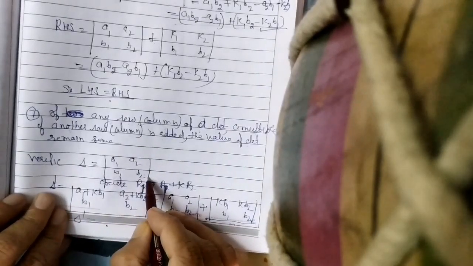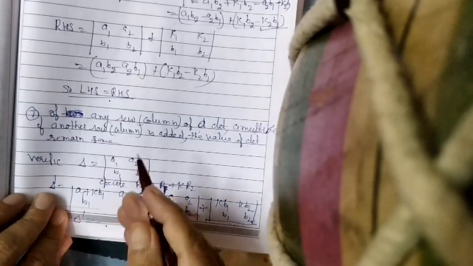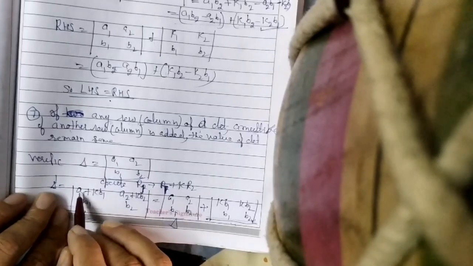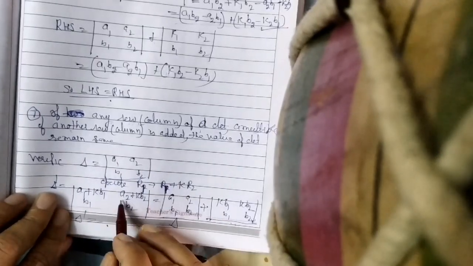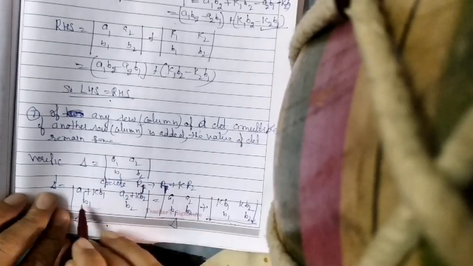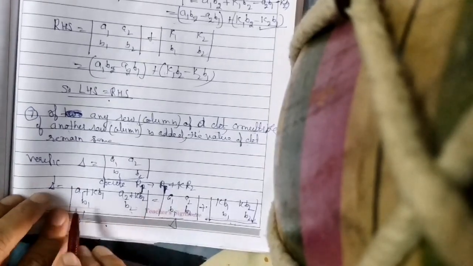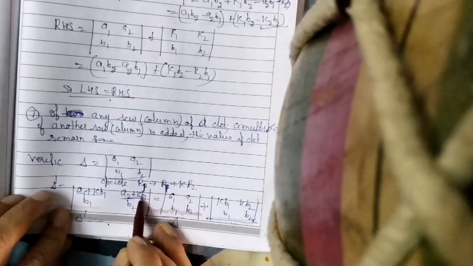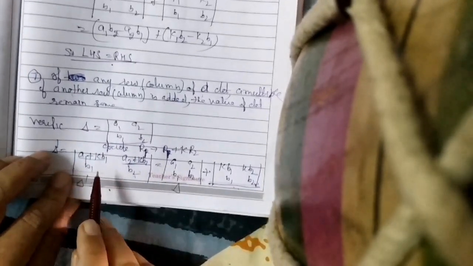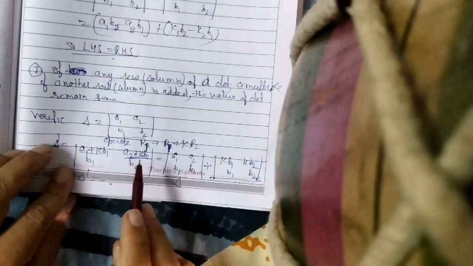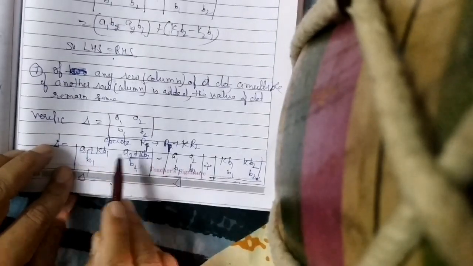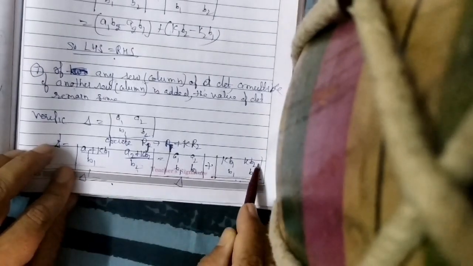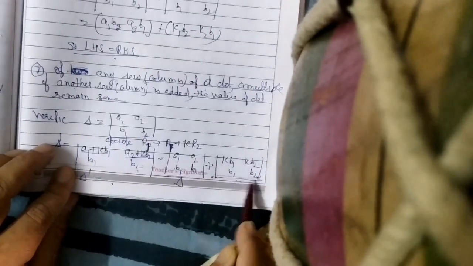K times R2. If we add K times the second row to the first row, what will it become? The first row becomes A1 plus KB1, the second row becomes A2 plus KB2, B1, B2. Now in this determinant, each element of the first row is the sum of two terms. By the previous property, this determinant can be expressed as the sum of two determinants. The two determinants are A1, A2, B1, B2 plus KB1, KB2, B1, B2.